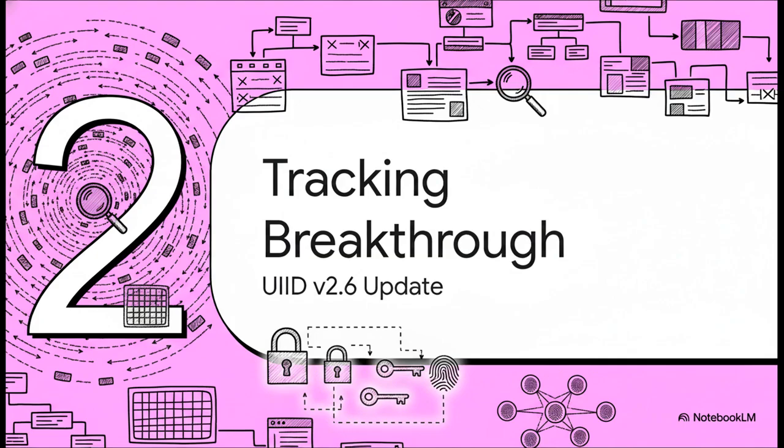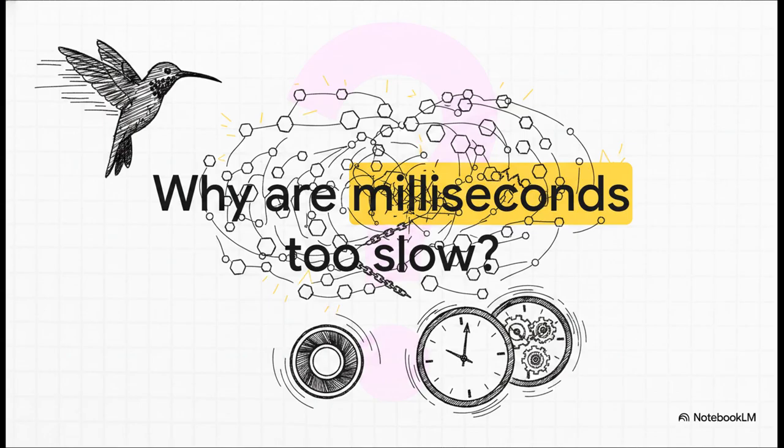Moving on to Section 2, the tracking breakthrough. All right, here's where we get into the real meat of the v2.6 update. We are stepping way past standard, run-of-the-mill system logging into something much more intense. We are talking granular, forensic-level API tracking. Now, you might be wondering, why are milliseconds considered too slow? For years, measuring network requests in milliseconds was the gold standard, right? But here's the thing. In high-frequency, insanely complex decentralized environments, a millisecond is practically an eternity.